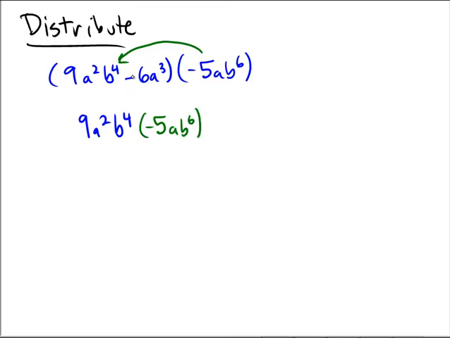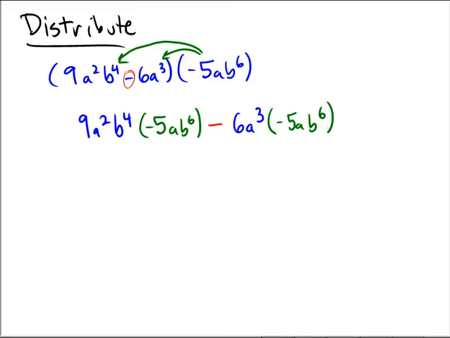Then you have a minus sign here, so I'm going to write a minus sign, and then we have the second part, which is 6a cubed, and that's being multiplied by the same thing that's being distributed through, which is the negative 5ab to the sixth.